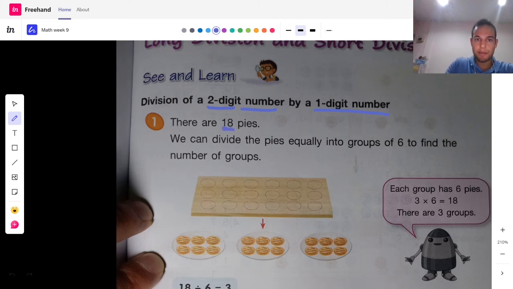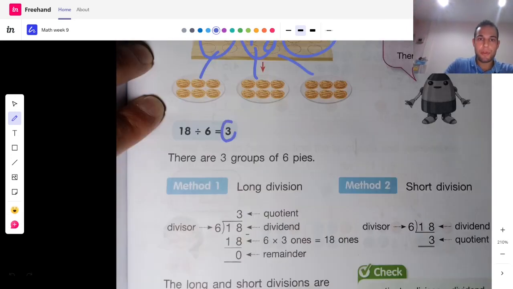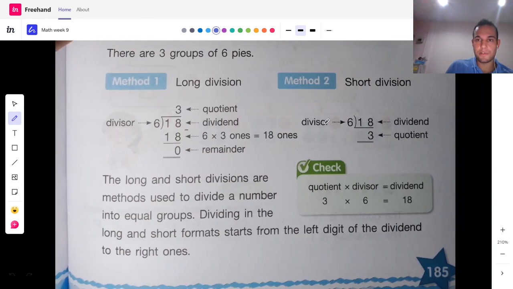We have 18 pies. Okay, these are 18. We can divide the pies equally into groups of 6. So that means 6 pies in one group. How many groups? All right, so we take 6, 6, and 6, and we have 3 groups of 6. Good.